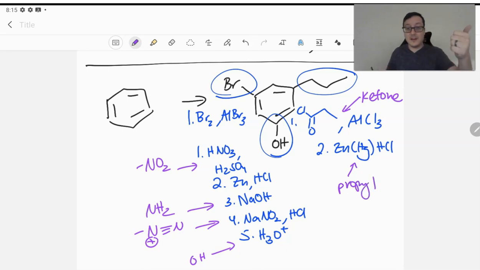So we have a ketone, a propyl group, an alcohol, a diazonium, an amine, a nitro, and a bromine. So that's 7 different things. So there are 7 different potential directors in there. So we want to think, how can we get these things to get in the right spots?